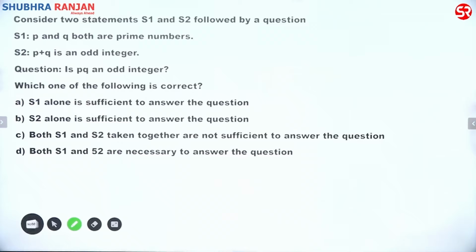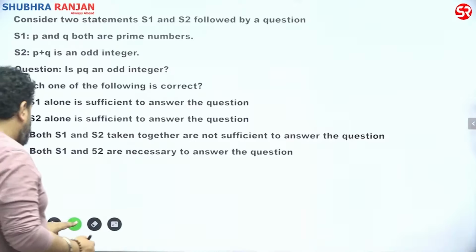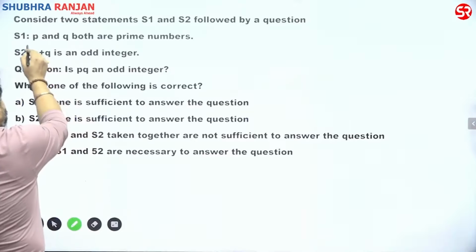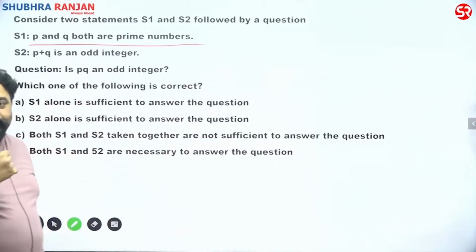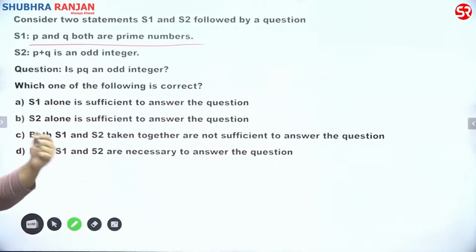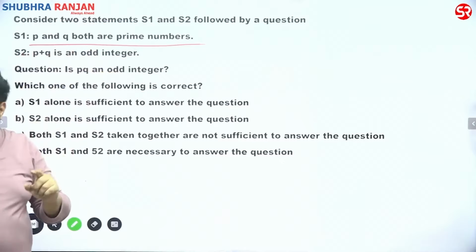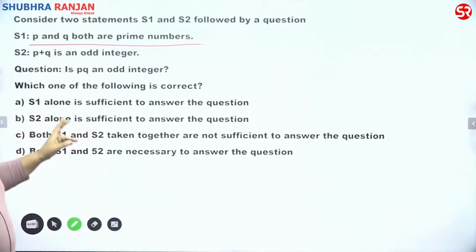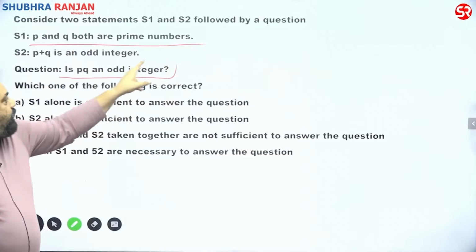See, both are not sufficient. Are you not? Is P into Q an odd integer? P into Q are prime. Statement 1. I would kill you for this. Sorry, we have done it as a question in number system. You are my students. Why I am so proud of this paper is that they reflect me in the paper. Really, अब देखो. किया हुआ तुमने. P and Q are both prime numbers. Now, is P into Q an odd integer?